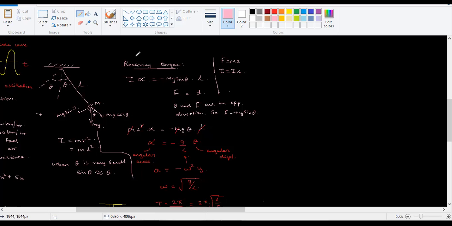Again and again, we are going to use this concept called restoring torque or restoring force. What is the force which is going to bring it back? Or what is the torque which is going to bring it back? If it is force, it is going to be the linear world. If it is torque, it's going to be the rotational world.